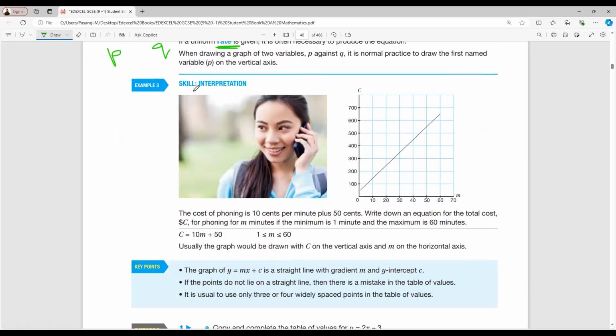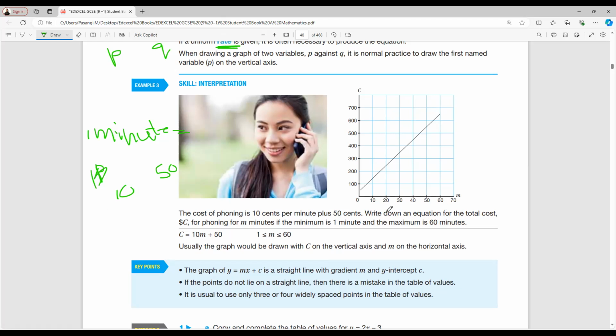Okay. Then, skill interpretation. They have given that the cost of phoning is 10 cents per minute. For 1 minute, it is 10 cents. The cost of phoning is 10 cents per minute plus 50 cents. Okay. So that means we can define the equation, how? Write down an equation. So the rate is 10, no? And plus 50, no?